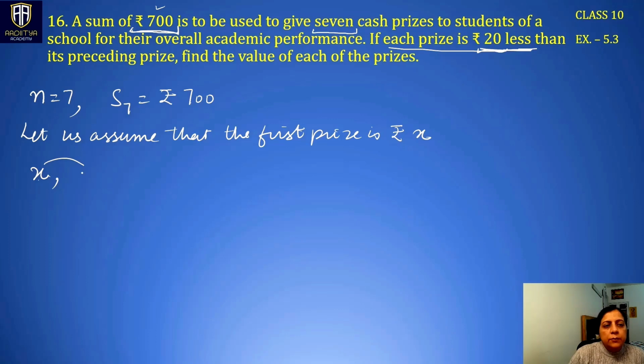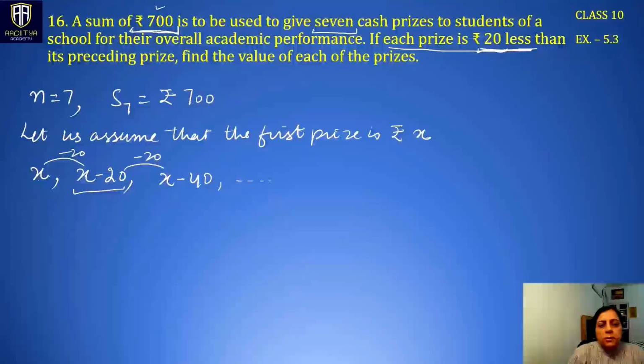So if the first prize is rupees X, next has to be 20 less than the preceding price. That means it will be X minus 20. The next one will be minus 20. The third one will be 20 less than the second price. So it becomes X minus 20 minus 20, X minus 40 and so on. So be very careful about this, that the second price is 20 less. That means D here is A2 minus A1. So we have X minus 20 minus X.